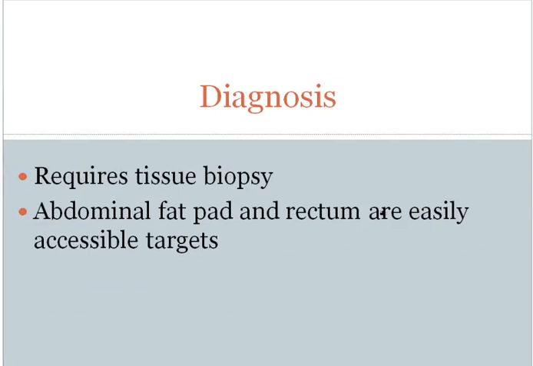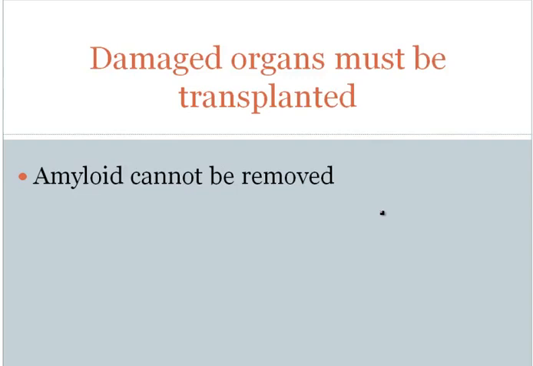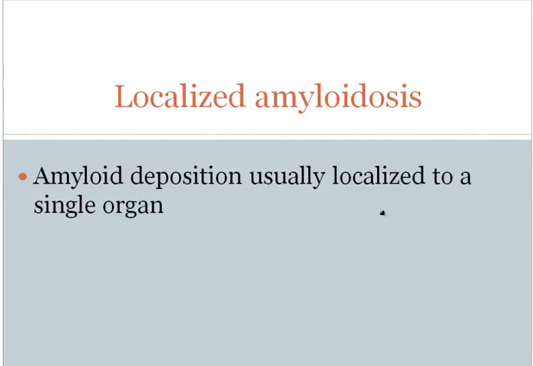So basically, it's a very simple procedure. A needle is just placed through the abdominal wall into the fat pad and then aspirated, and the cells are placed on a slide, and amyloid would be visible in that way. The rectum is also a relatively easy target for biopsy, and the amyloid could be seen in the mucosa of the rectum as well. The damaged organs in systemic amyloidosis must be transplanted. If you get end stage damage, amyloid cannot be removed, and so that's an important clinical principle concerning amyloidosis.